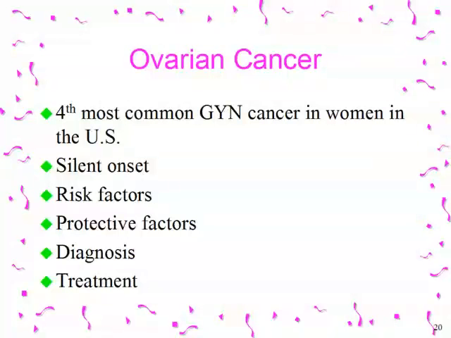CA-125 is actually a blood screening test for ovarian cancer, and a woman who has ovarian cancer suspected will also have a transvaginal or transabdominal ultrasound and a CT of the abdomen and pelvis to look for abnormalities. Treatment for this type of cancer typically includes a total abdominal hysterectomy with a bilateral ovary removal, and the woman may also need chemotherapy after the treatment.